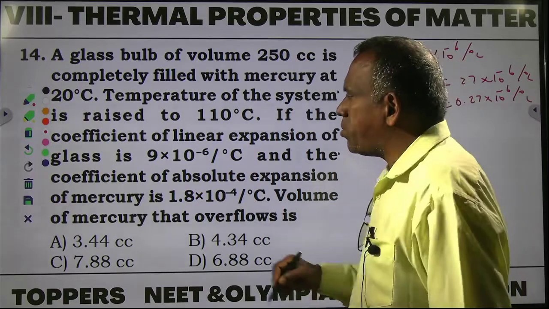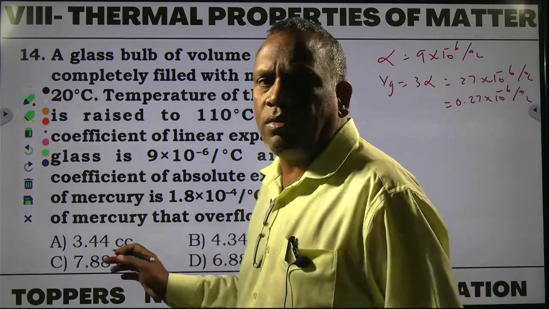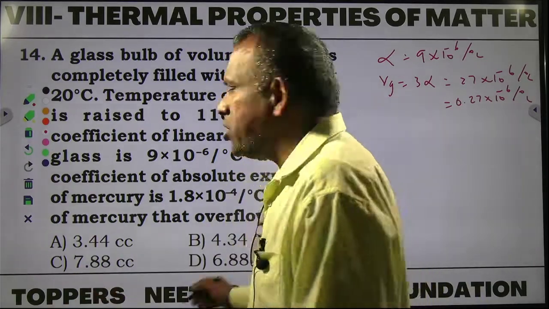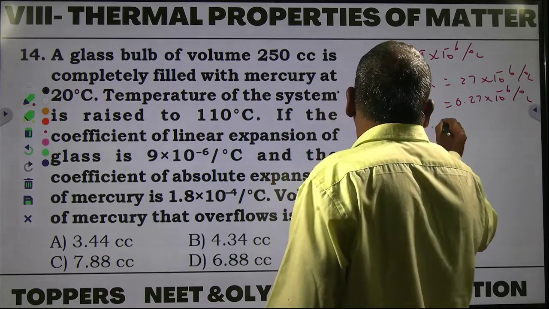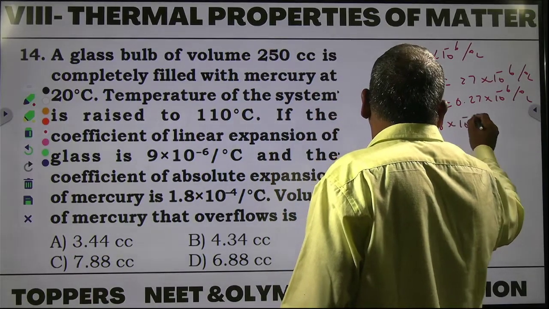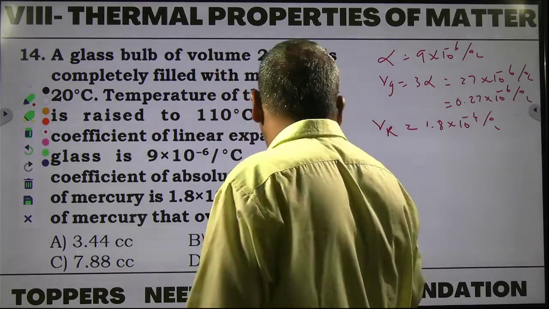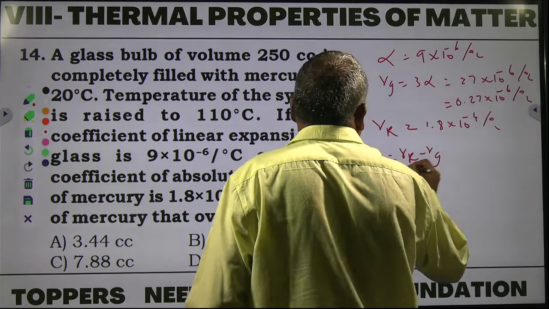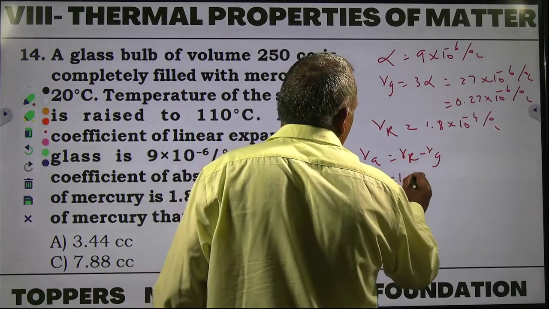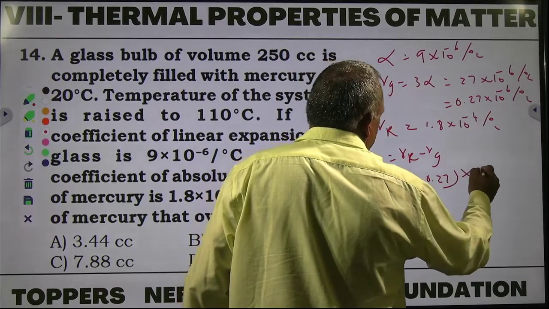Similar to the previous problem, here the absolute expansion is given. Absolute expansion or real expansion, both are same. So the real expansion is equal to 1.8 into 10 power minus 4. Now try to find the apparent expansion. Apparent expansion is equal to real expansion minus container expansion. That becomes 1.8 minus 0.27, into 10 power minus 4.